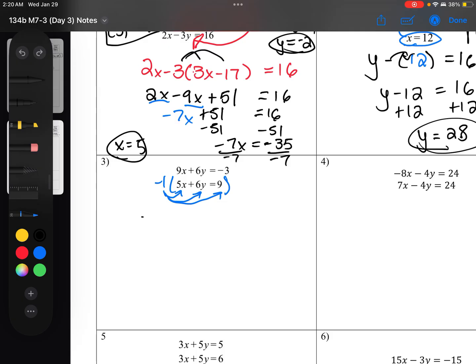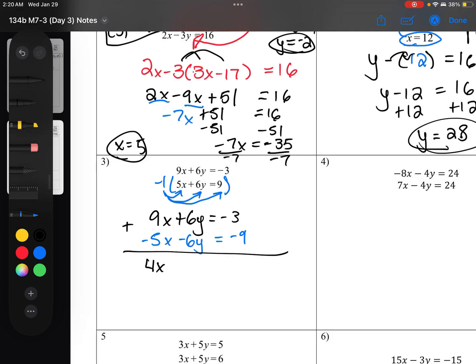Excuse me. 9x plus 6y. I'm rewriting the first equation now, and then the new second equation becomes negative 5x minus 6y equals negative 9. And then you add it together doing the elimination method.